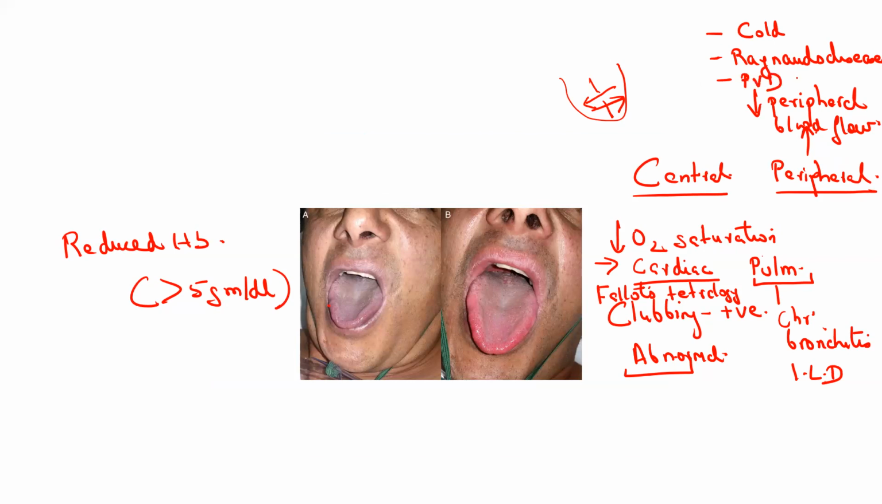What else? Shock, heart failure, mitral stenosis. In mitral stenosis, what happens? The peripheral blood flow is reduced. Why is peripheral blood flow reduced in mitral stenosis? From reduced cardiac output, isn't it? The cardiac output is reduced in mitral stenosis, as well as in shock. These are some of the causes of peripheral cyanosis. Clear? And I told you how you will distinguish them.